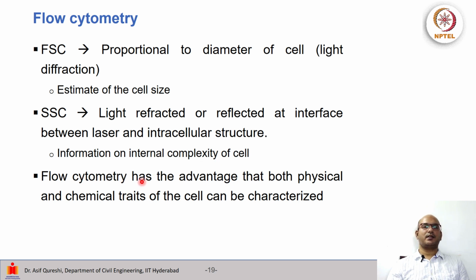Flow cytometry has the advantage that both physical traits, for example the cell size, and chemical traits, this internal complexity of the cell, can be characterized. So FSC and SSC in flow cytometry will tell us about both the physical and the chemical characteristics of the cell.